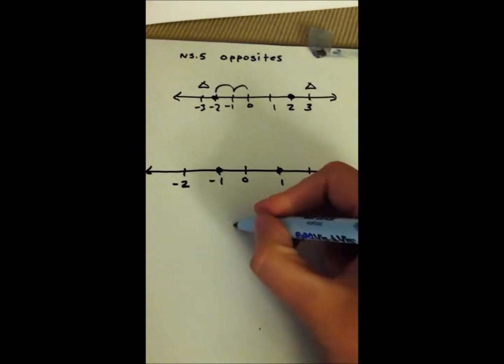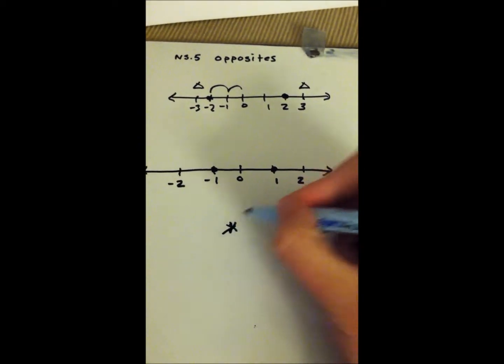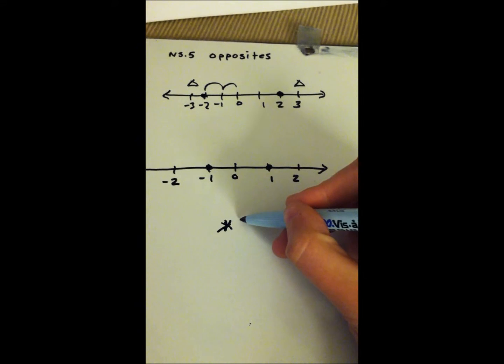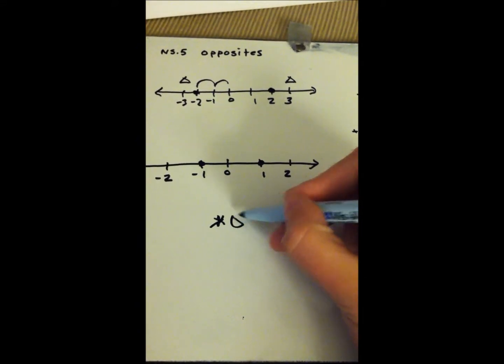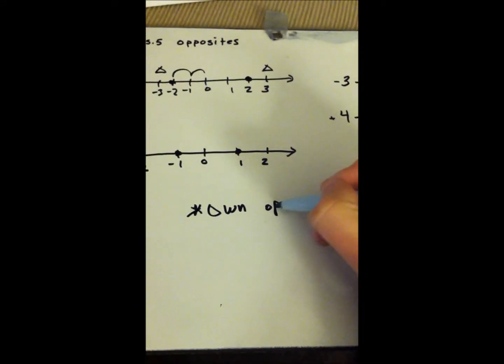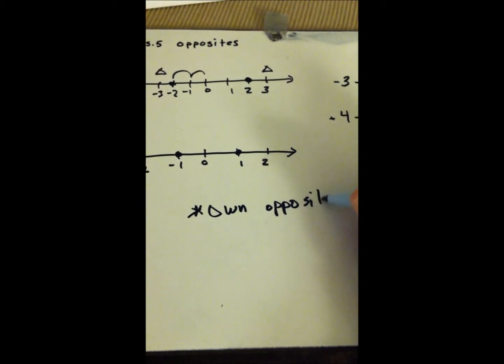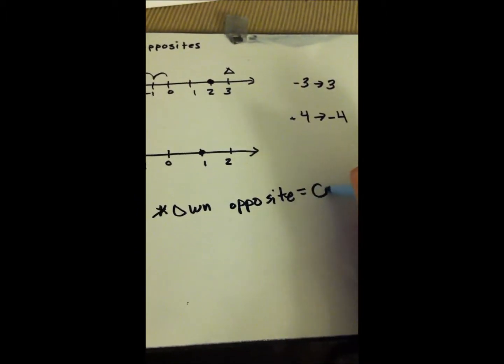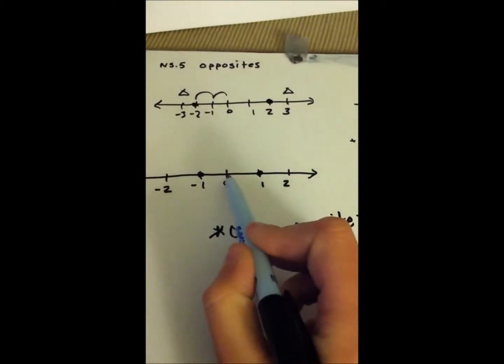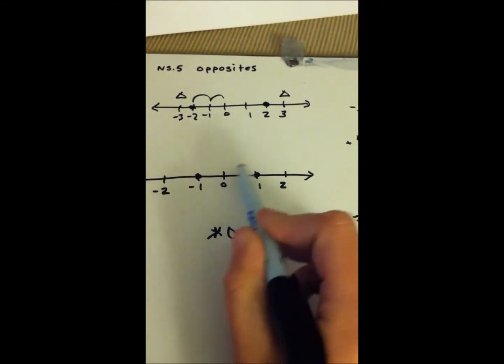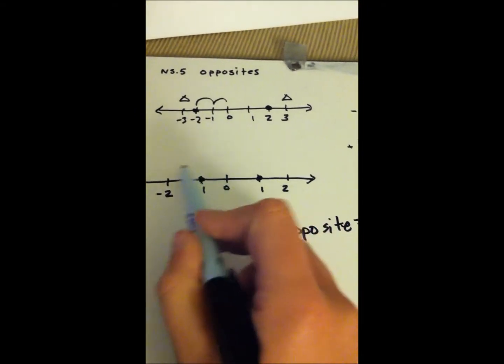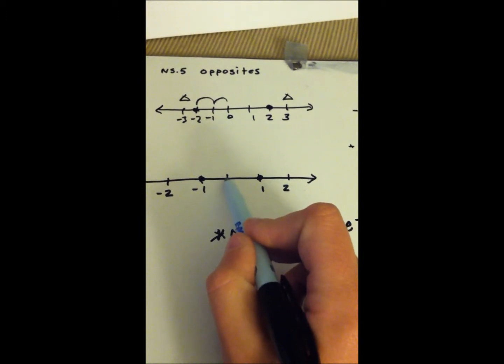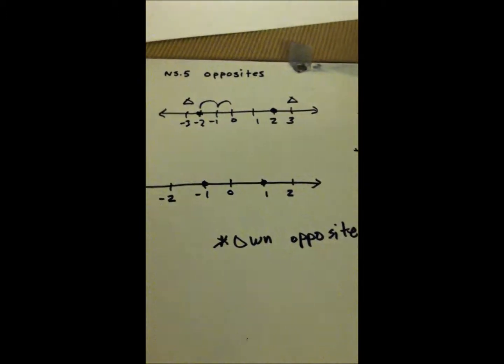The only thing you need to know is that the only number that is its own opposite is 0. And why is that? Because 0 is right in the middle. You don't make any jumps to the right, you don't make any jumps to the left. 0 is its own opposite.